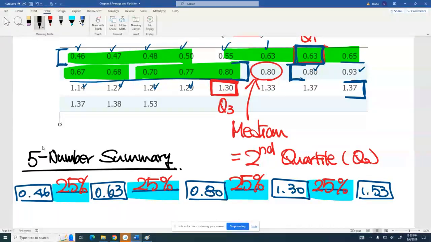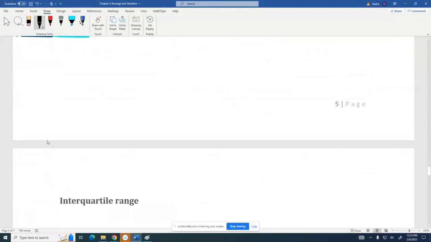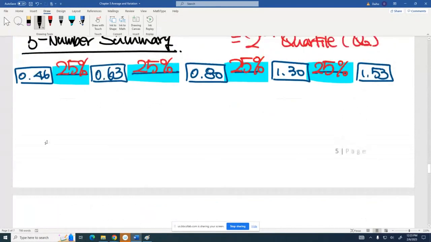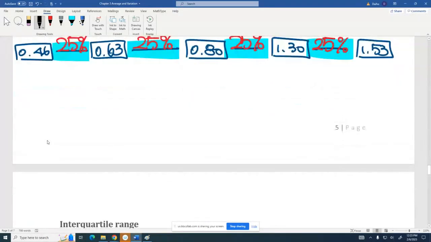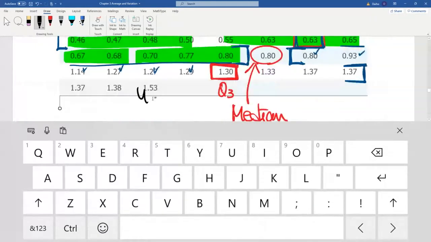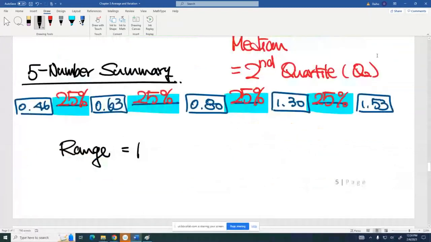And the next one is the interquartile range. I'm so sorry, I don't want to put it in the same screen. The interquartile range. Do you remember the range? The range was one of the statistics for the measure of variation: range, variance, and the standard deviation, right? What was the range? The maximum minus the minimum.